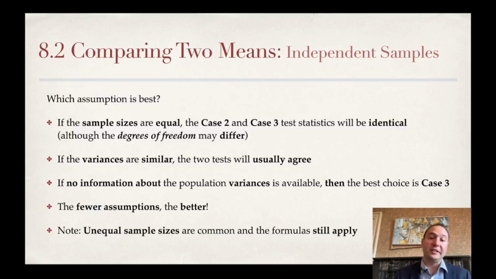If there's no information about the population variance, then it's best to choose case 3. There's less assumptions in case 3. However, given the same data, it's a little bit more difficult to get a significant result in case 3 because we have less certainty about the data underlying it. Note that unequal sample sizes are common and the formulas are still applicable. You can use different size samples because the equations accommodate for the size of each sample.